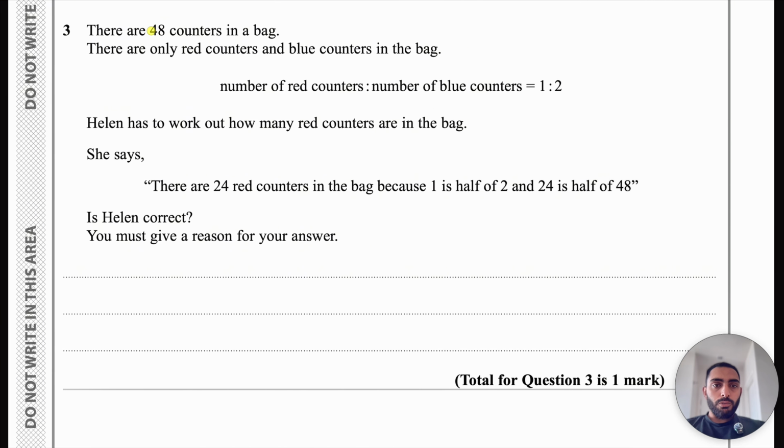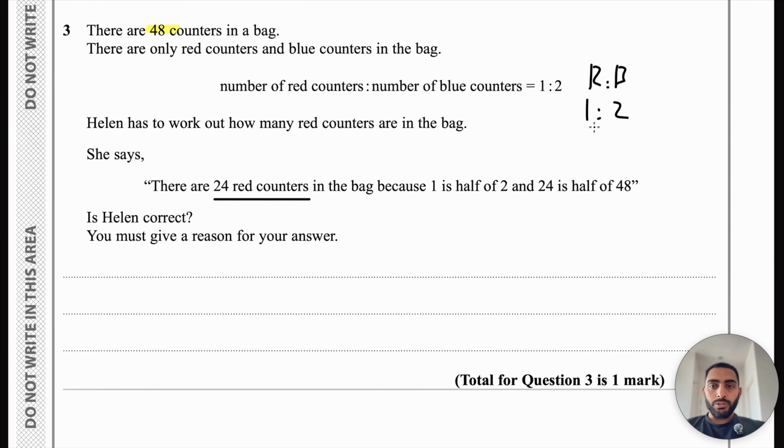Question 3. There are 48 counters in a bag. There are only red counters and blue counters. The number of red to the number of blue is 1 to 2. So let's write that. Red to blue is in the ratio 1 to 2. Helen has to work out how many red counters are in the bag. She says there are 24 red counters in the bag because 1 is half of 2 and 24 is half of 48. Is Helen correct?